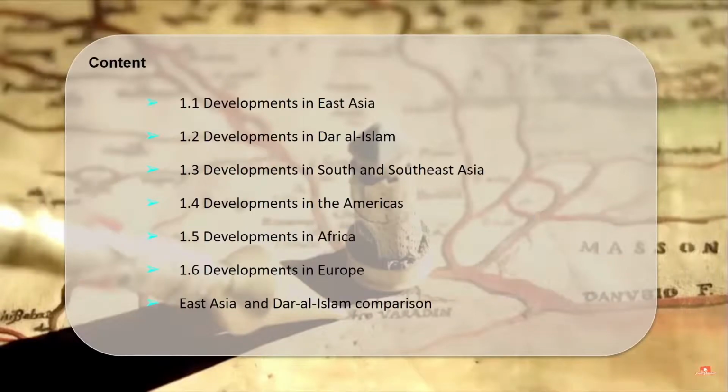There are a total of 6 units plus a comparison at the end, which is between East Asia and Dar al-Islam, the House of Islam. There are developments in East Asia, the House of Islam, South and Southeast Asia, the Americas, Africa, and Europe.